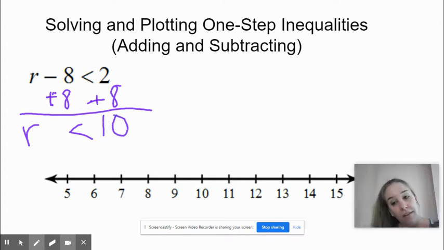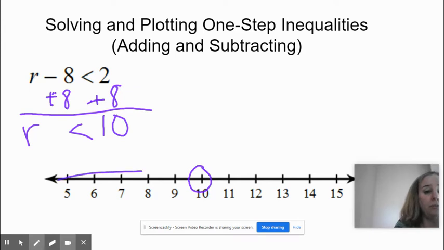So it's just like solving any one-step equation, but now we need to focus on plotting it. So there's my number. It's 10, right? There's no or equal to thing, so we're not going to fill it in. We're going to use an open circle, and I have to ask myself, are those numbers less than 10 or bigger than 10, right? And if you look at the little alligator mouth, you'll know that r is smaller, so you just shade everything smaller.